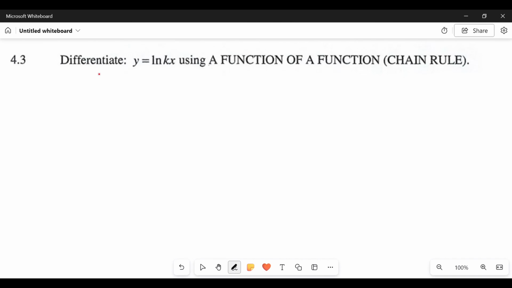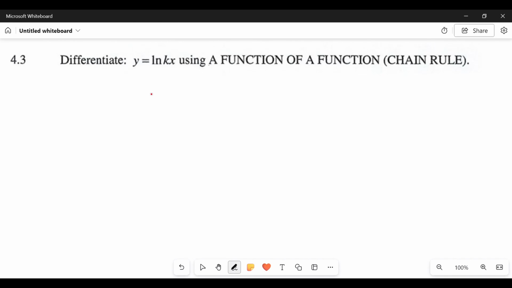Now for 4.3, they want us to differentiate. We have y equal to natural log kx, and they want us to use a function of a function, which is the chain rule. This question needs us to use this method, known as the chain rule or a function of a function. When you use this method, you must understand that you have the outer function and the inner function.